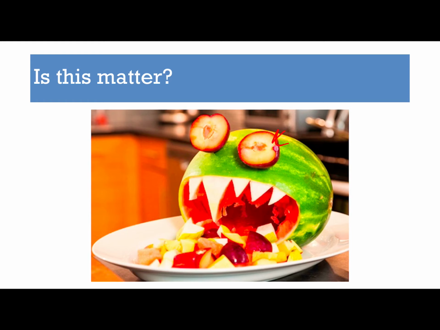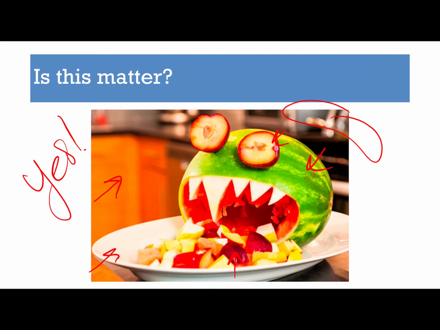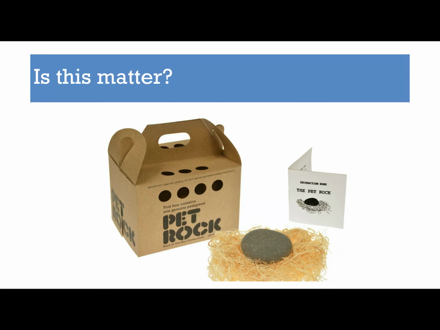What about this peach? That is matter. The watermelon is matter. Is that a grape? That grape is matter. The table is matter. The plate is matter. The stuff in the background is matter. The air in this picture is matter. So everything is matter. This pet rock, the stuff around it, the paper, the box, is this matter? Is everything in this picture matter?